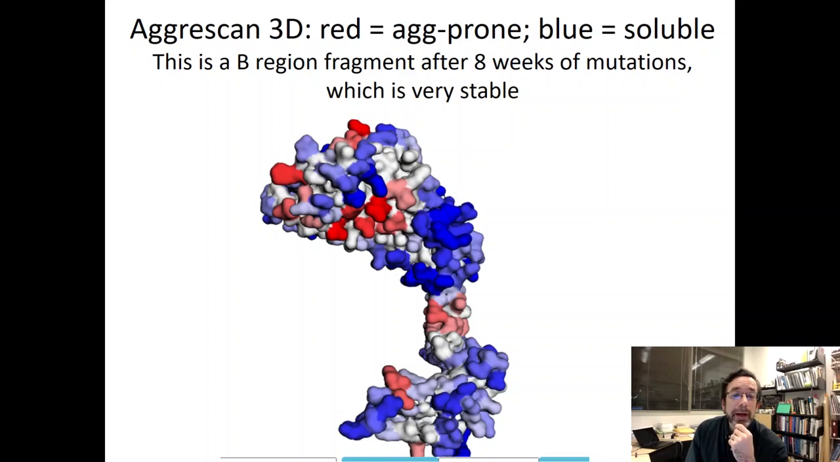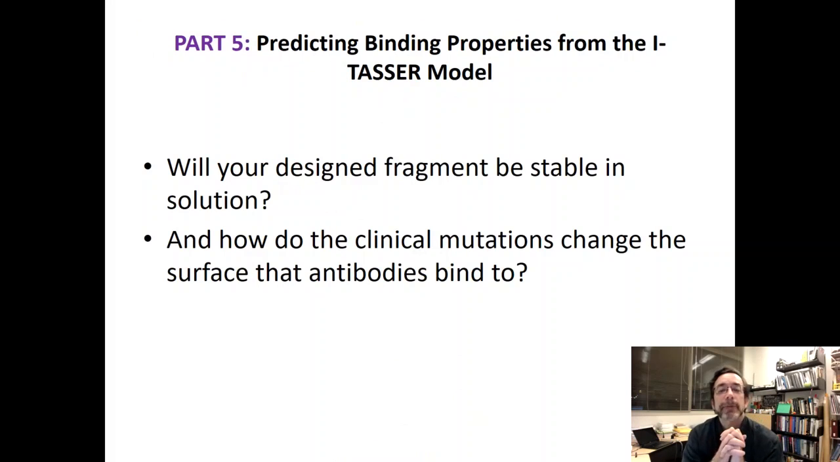So that's what you can do in your fragment design. You can choose where the fragment starts and stops, and you can run these tests to see if your design fragment is predicted to be stable in solution. Does it look like that picture I just showed you, or is there a lot more red? If there's a lot more red, we might want to go another direction. And by the way, you don't have to design a good fragment. I just want you to tell me that your design is predicted to be soluble or insoluble.